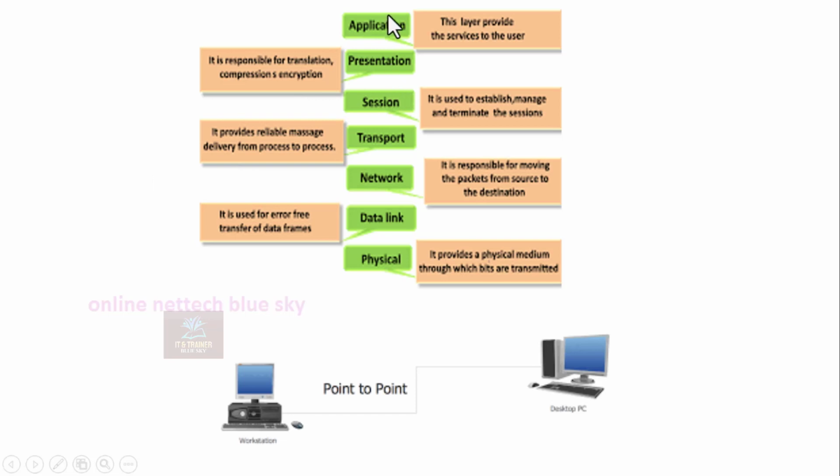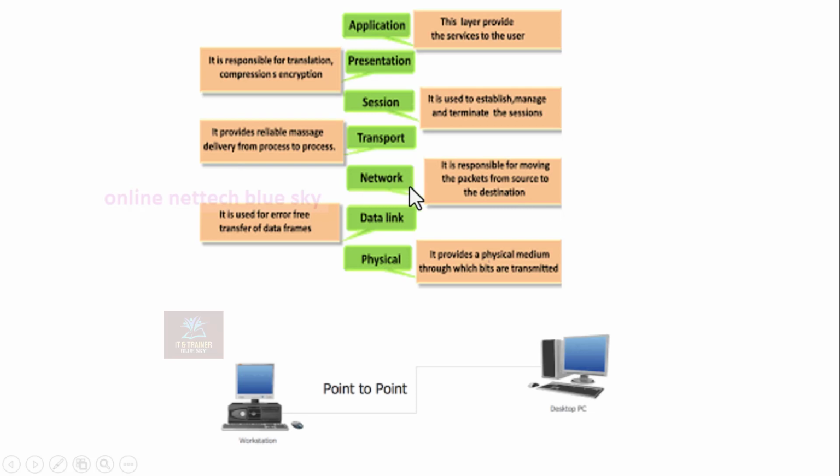I will show you in the next video. In the 7 layers I will discuss it. It is used for error-free transfer of data frames, and you can see it is responsible for moving packets from source to the destination.